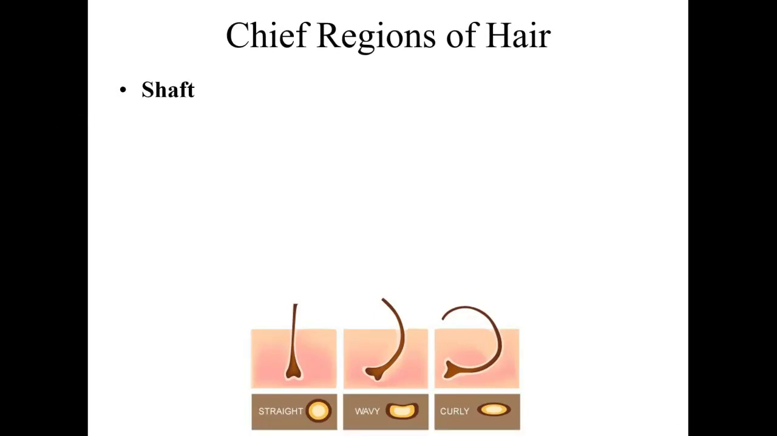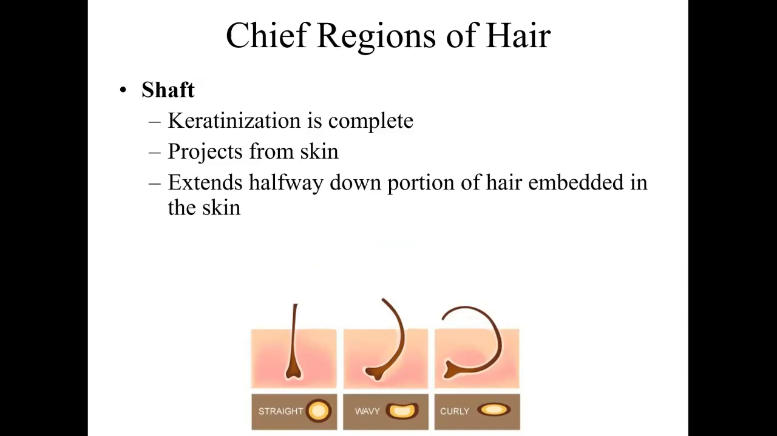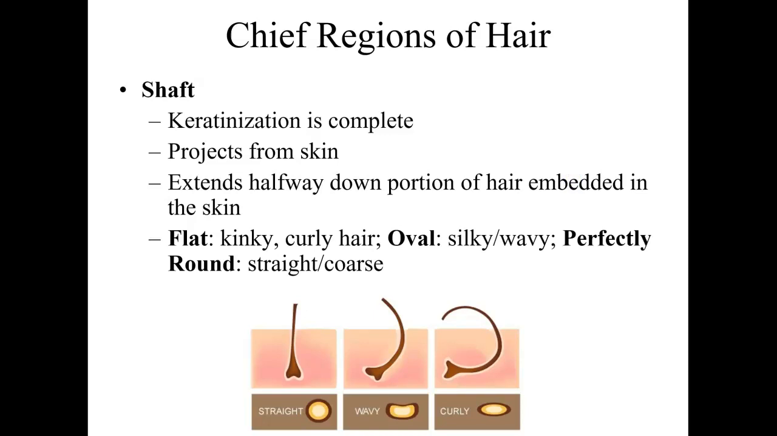So the chief regions of the hair, like we talked about: the shaft, that's going to be the part that comes out of the skin. The keratinization is complete, the hair is dead, and that's the part that you brush, you cut, you fix. It's going to project from the skin and extend halfway down the portion of the hair embedded into the skin. So we just saw that from the picture where it goes into the actual dermal part where it's embedded, but it's still part of the epidermis.